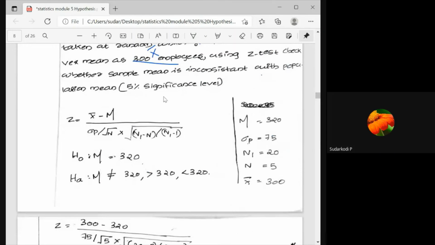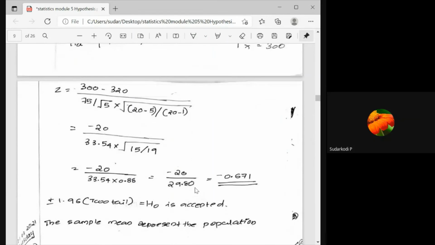So the second formula, remaining everything is same. H naught: mu equal to 320, your population mean. Nothing else is given about the labor turnover, so you have alternate hypothesis not equal to, it can be either greater or less. So it is two-tail. Apply the second formula, get the answer. Check whether your answer lies between plus or minus 1.96. Since here in this question it lies, H naught is accepted. Since it is two-tail, you check between plus or minus 1.96 and H naught is accepted.